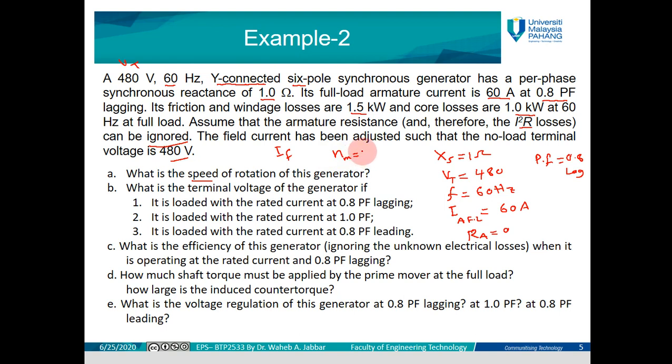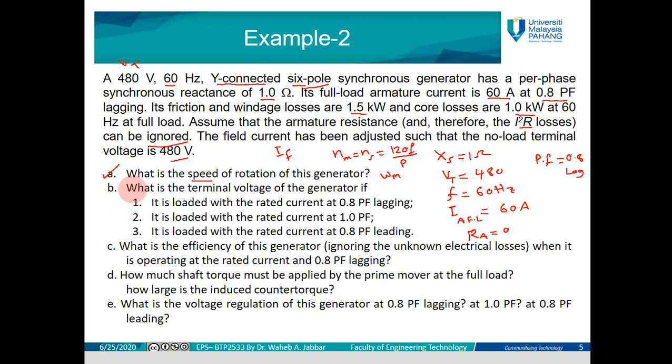Nm is equal to ns, which is equal to 120 f over p, correct? So we have 120, the frequency is 60, and the number of poles is 6. We just substitute here, and we can find the synchronous speed of our generator. After we find the synchronous speed in rpm, we can find omega m, the angular speed, by multiplying by 2 pi over 60. So we can find the speed of the synchronous generator either in rpm or in radians per second.